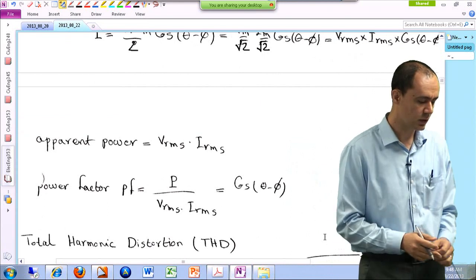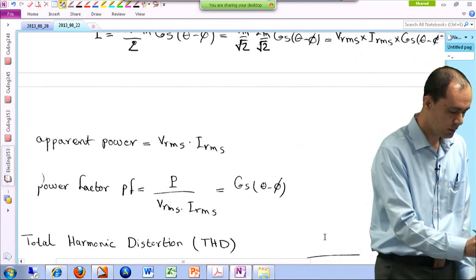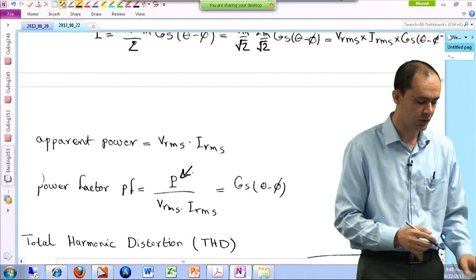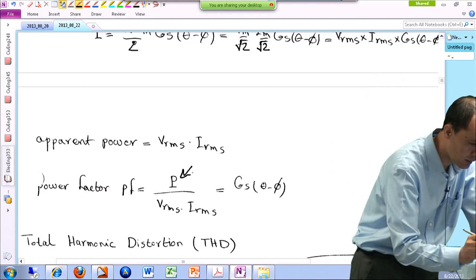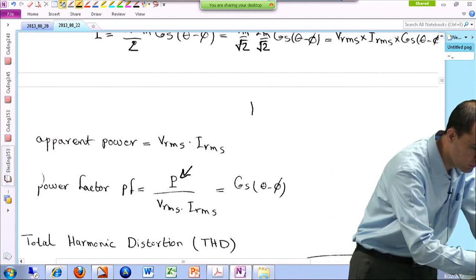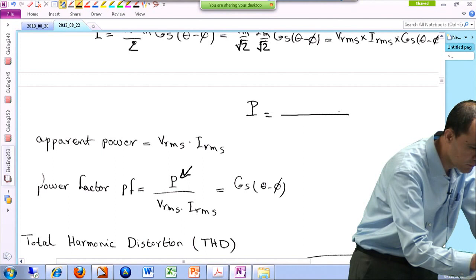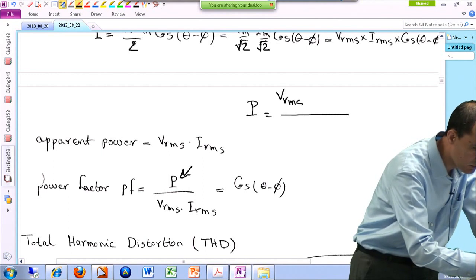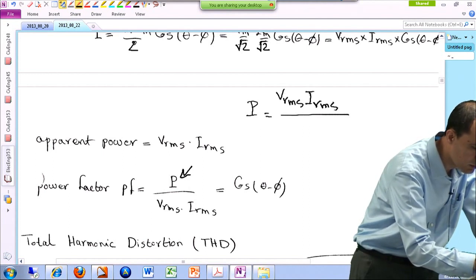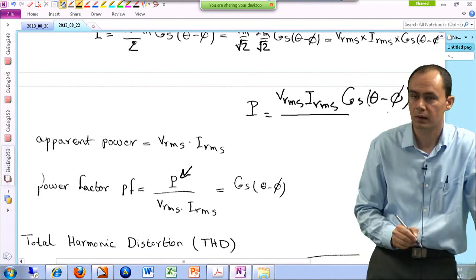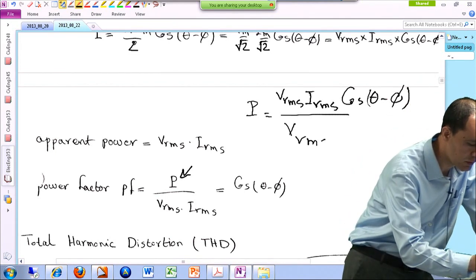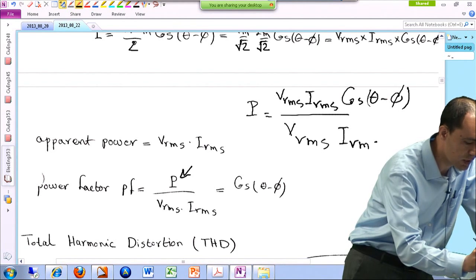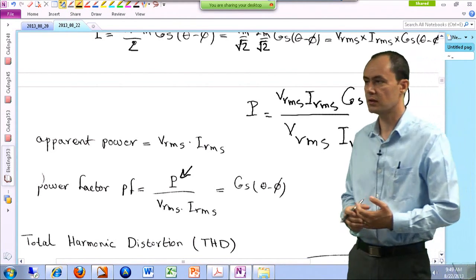By the definition that we had earlier, the power factor would be P, the average power, over VRMS times IRMS. Let me write it over here. P was VRMS, IRMS, cosine of theta minus phi. And by definition, apparent power was VRMS times IRMS. So a bunch of these terms cancel out each other, and in the end, we have just cosine of theta minus phi.